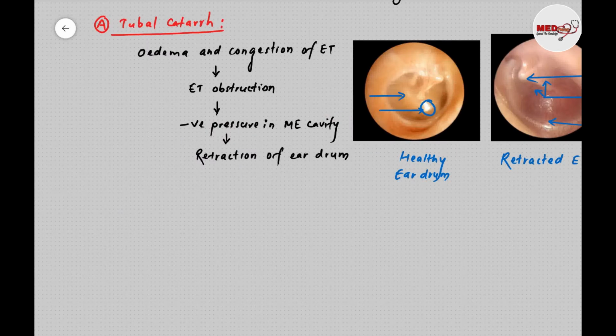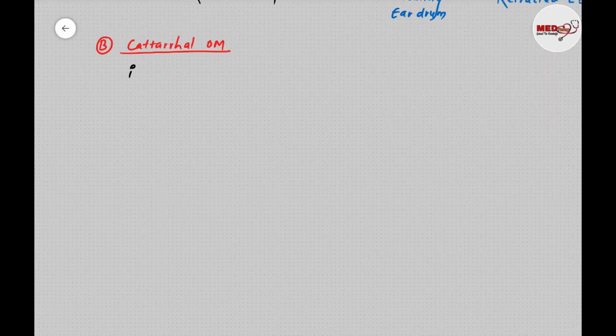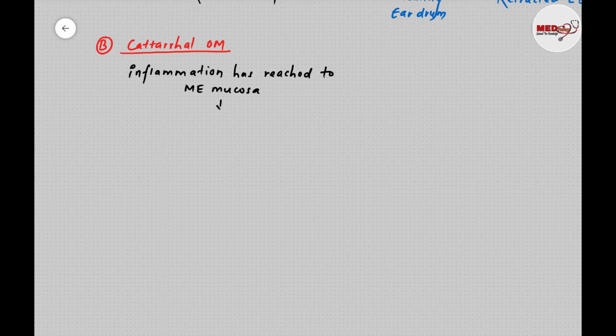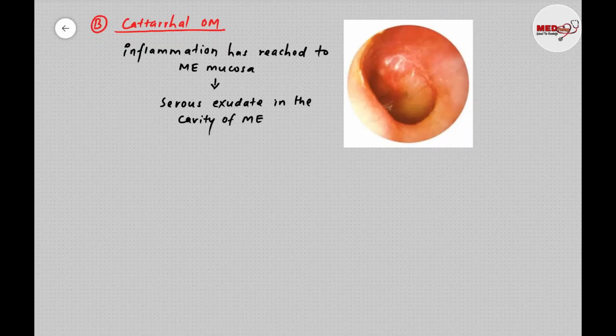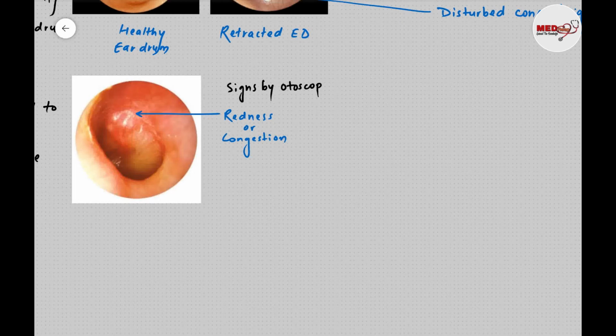Now let's come to the second stage, which is known as catarrhal otitis media. In this stage, the inflammation has already reached the middle ear mucosa. So in this stage, the blood vessels of the middle ear mucosa are dilated and leaky, and they produce serous exudate in the cavity of the middle ear. So if we look through the otoscope, then we will see redness or congestion in the eardrum. So these are the signs through otoscopy.